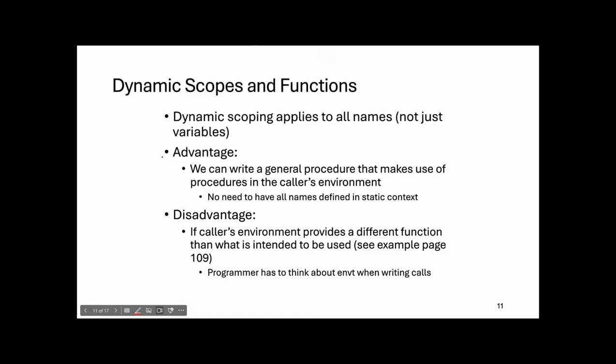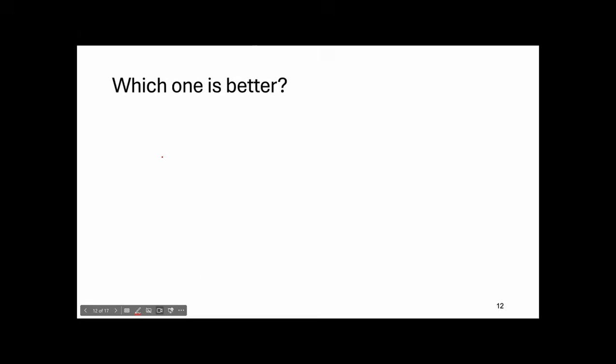The disadvantage is if the call's environment provides a different function than what is intended to be used, and you can see an example of that in the book, then the programmer has to think more about the environment when writing the call. Every single time, he has to consider what environment the function will be used in and how this is going to affect the variables and names inside the function. So the programmer has to be much more aware of the environment where the procedure is going to be called. That adds a lot of overhead on the programmer when writing the program. He has to think about a lot of details.